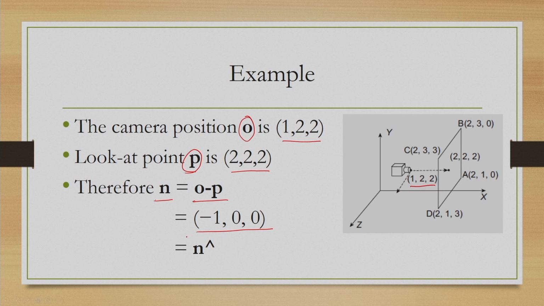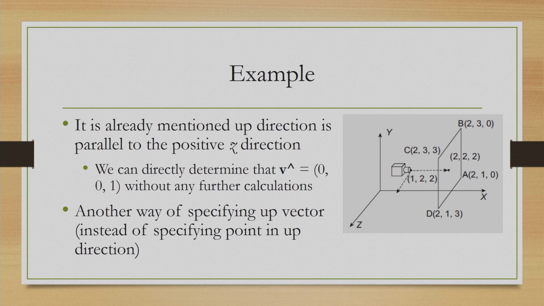So, we already got the unit basis vector n cap. Now, it is also mentioned that the up direction is parallel to the positive z direction. Therefore, we can directly determine that the unit basis vector along the up direction, v cap, is basically the unit basis vector along the z direction only, that is 0, 0, 1. We do not need to do any further calculations.